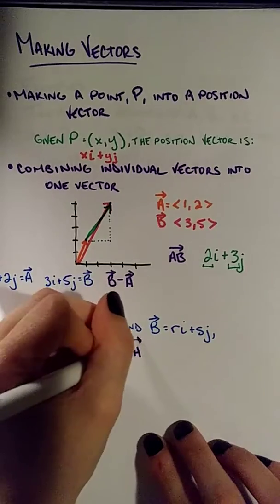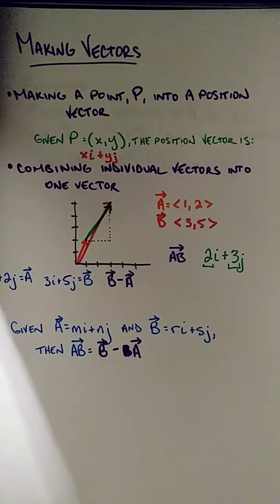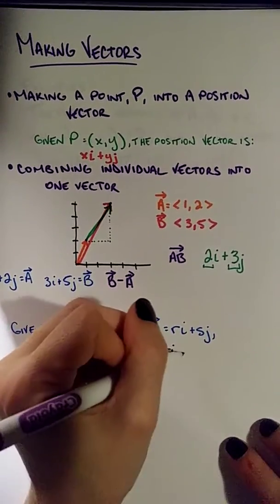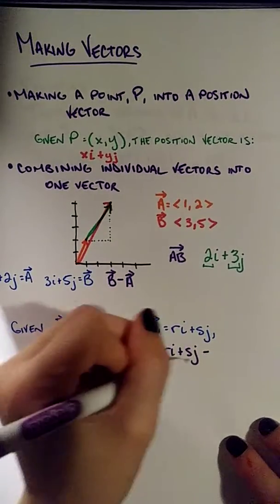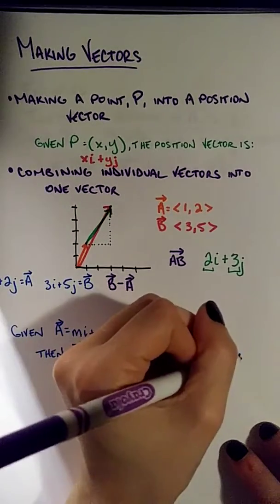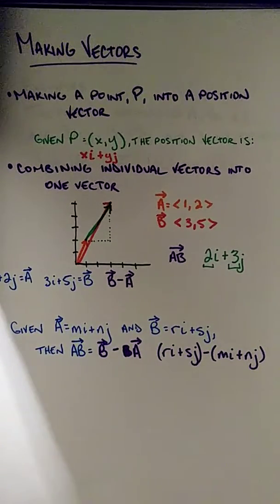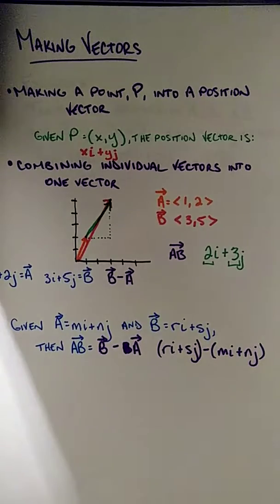I'm sorry, getting a little dyslexic over here. So vector B minus vector A, and the resulting vector will be vector B, ri plus sj, minus vector A, which is mi plus nj. Remember to use parentheses. It is vital when you're subtracting, and a lot of what we do with vectors is subtraction. We have to make sure to distribute this negative to everything inside here. That's really all there is to this process.